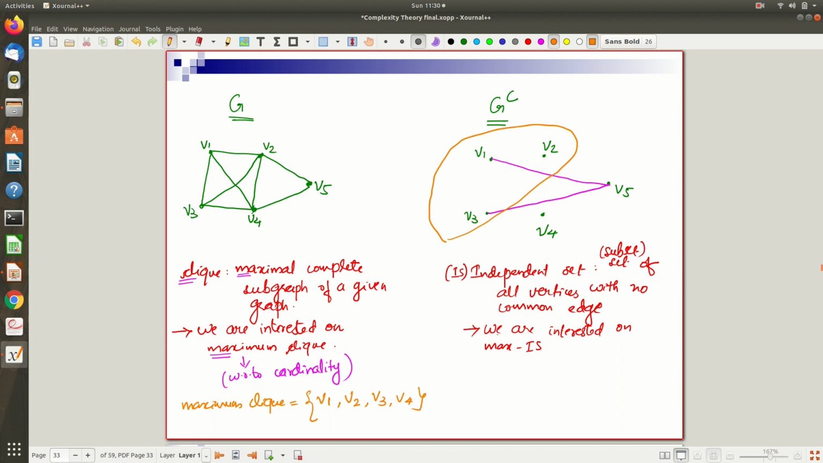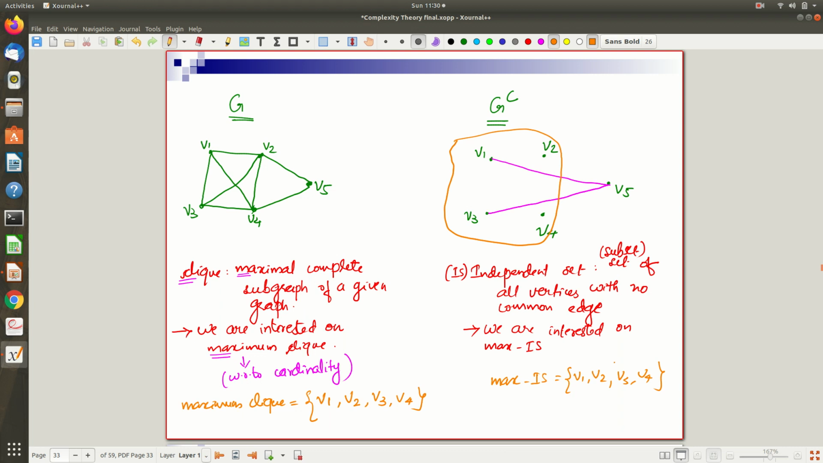Now what we are interested in is the maximum one, so can I have a bigger independent set than this? You can think about it that way. Here you can see that if you focus on these 4 vertices, they are going to form an independent set, right? So the maximum independent set of the given graph is found to be v1, v2, v3, v4, because there is no edge between any pair of vertices in this set.